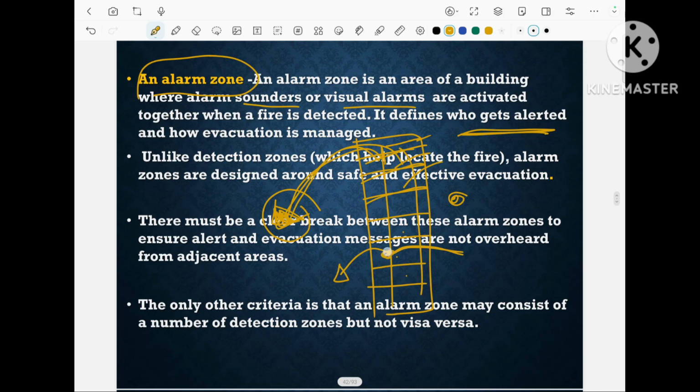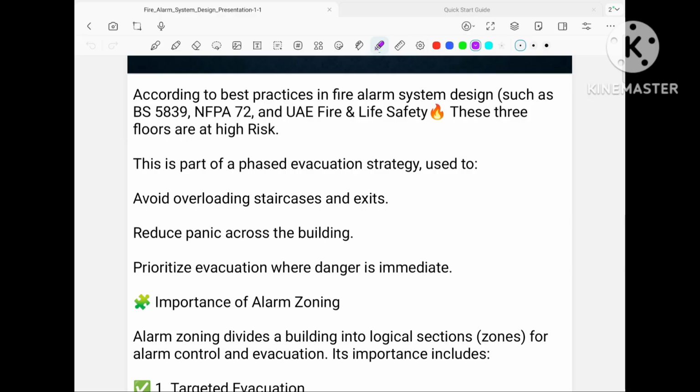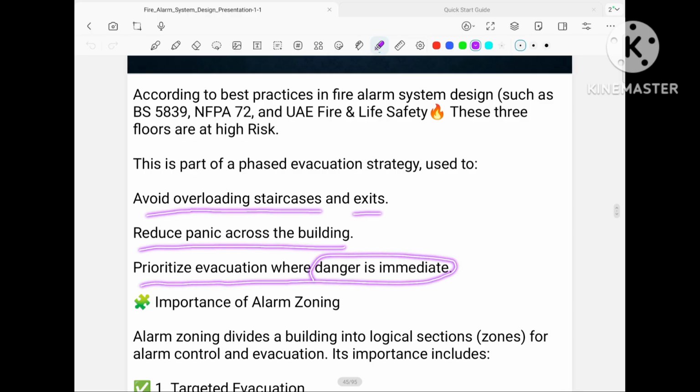Here, as the fire happened on the 5th floor, the people residing on the 5th, 6th and 4th floors should be alerted first and should have an evacuation plan first, rather than those residing on the top floors like the 28th, 29th and 30th floors. Hope you understood the benefit of alarm zoning. With alarm zoning, we can make a phase evacuation strategy, avoid overloading of staircases and exits, reduce panic across the building, and prioritize the evacuation where the danger is immediate, like in our case the 5th, 6th and 4th floors.